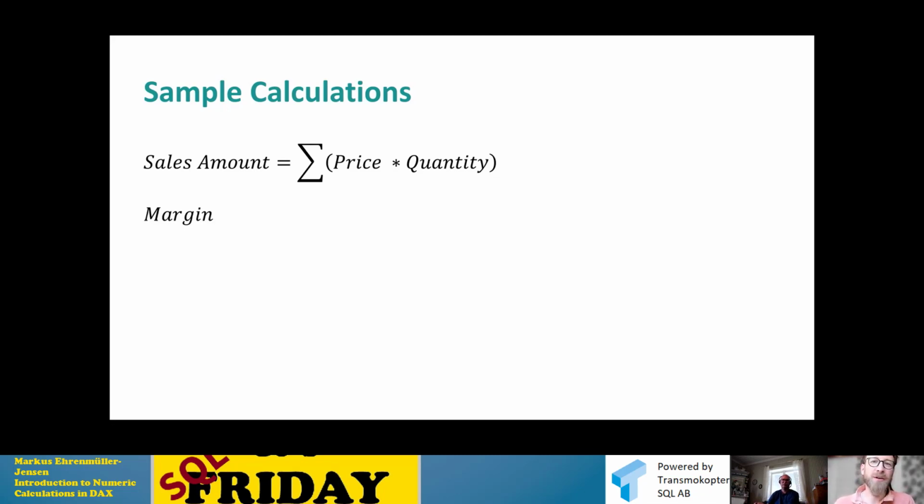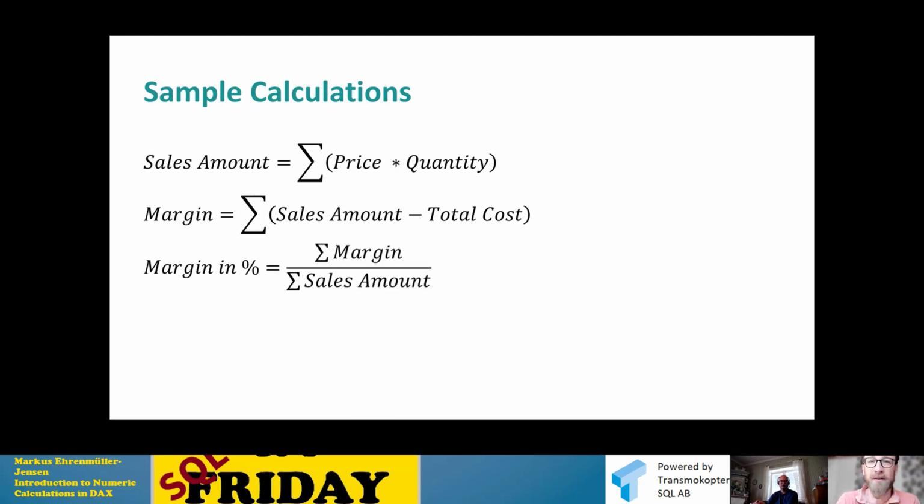Then we'll have another calculation, the margin. The margin is kind of the profit which we have after we deduct the costs from the sales. So we have the sales amount minus the costs. This is the margin. And then we could also calculate the margin in percentage, and in percentage means in percentage of the sales amount. So we take the margin and divide it by the sales amount. So sorry for having the sigma symbol here. Hopefully nobody of you had bad times in mathematics in school, but this is the formula.